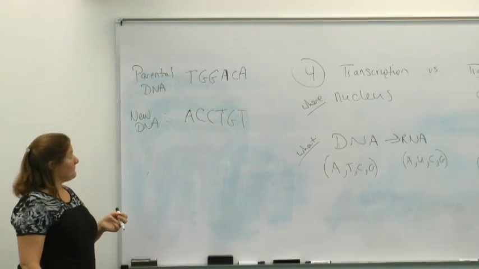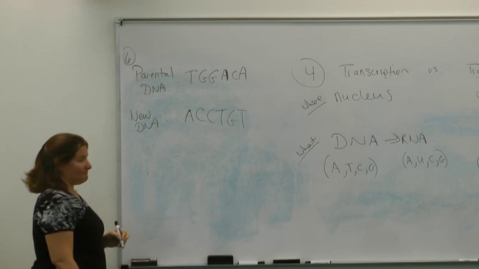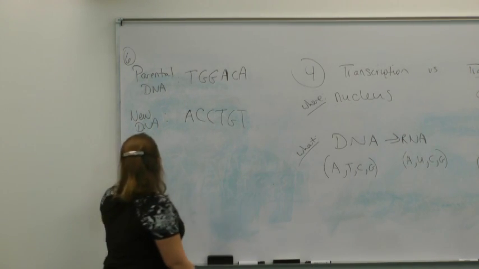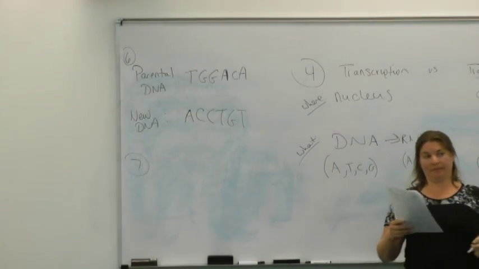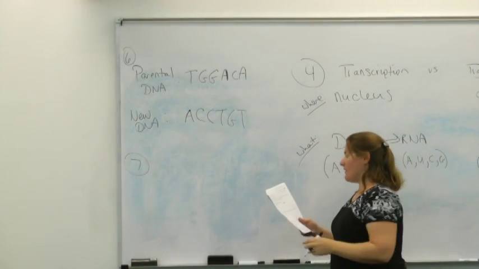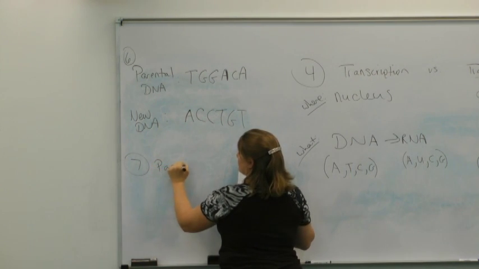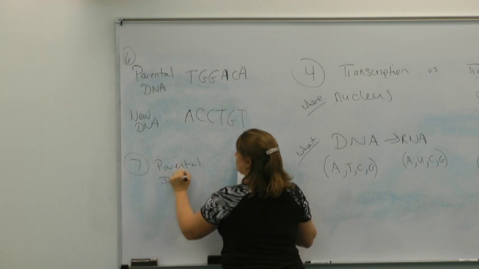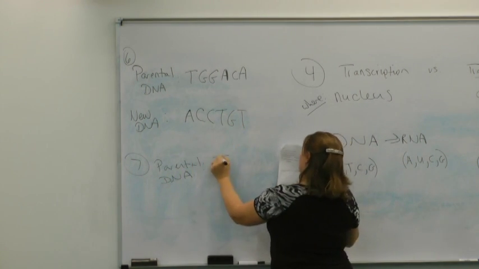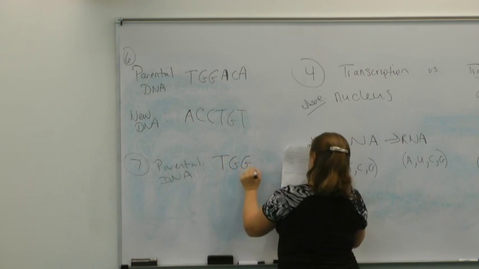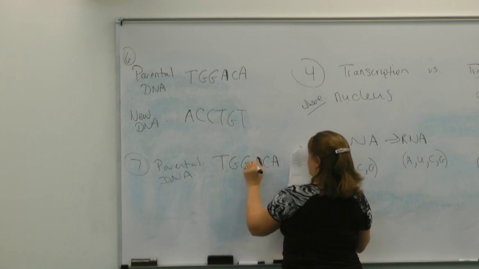Okay? So that was number 6. That's our replication. Number 7, we're not doing replication, we're doing transcription. So we're going to make RNA out of DNA. So we have our parental DNA segments, and we're starting off with the same sequence. T, G, G, A, C, A.